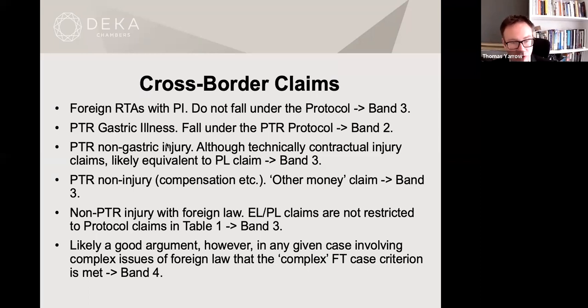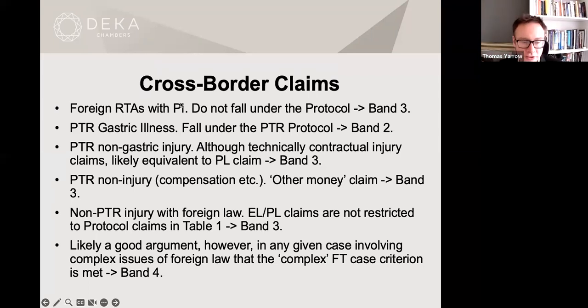Next bullet point, non-package travel regulation injury with a foreign law element, and non-RTAs as well. So accidents abroad that don't have the benefit, if I can call them that, of having arisen under a tour operator package travel contract. These would be Band 3, and that's because ELPL claims are not restricted to ELPL protocol claims in Table 1. So even though these wouldn't fall under the ELPL protocols because of the foreign law nexus, in 26.15 Table 1, protocol's not specified, so the starting point would probably be Band 3.